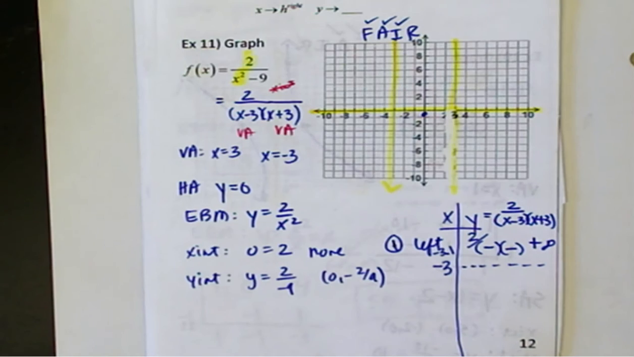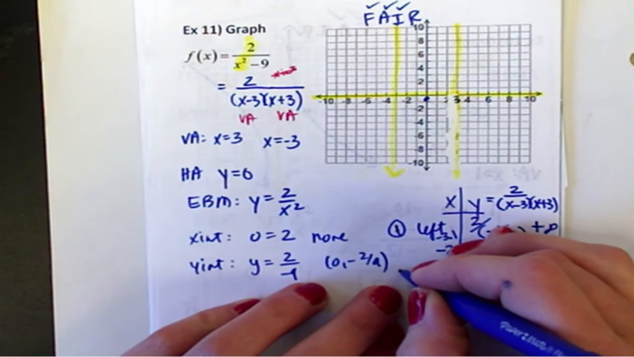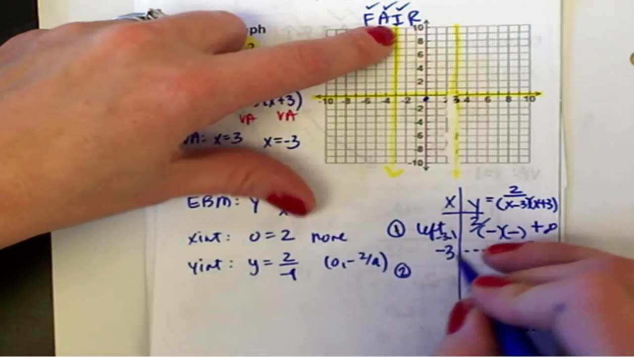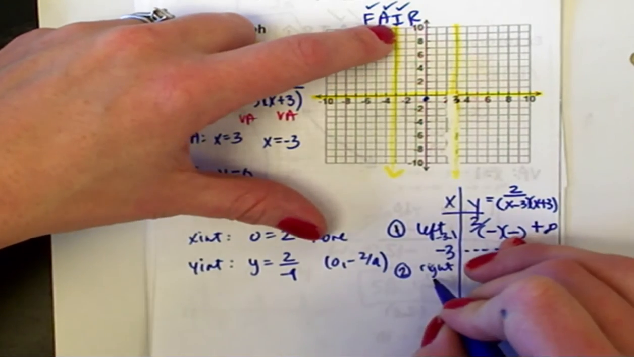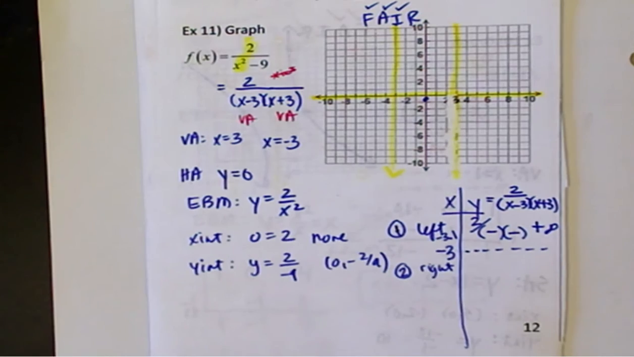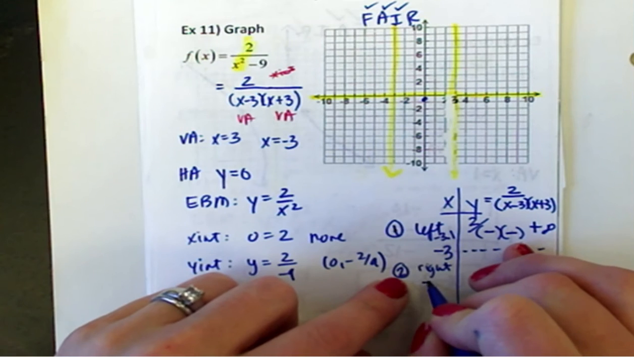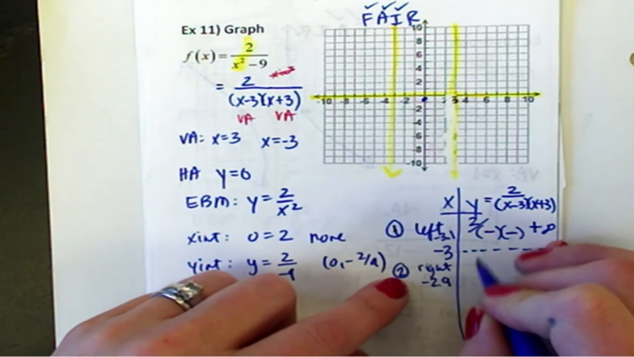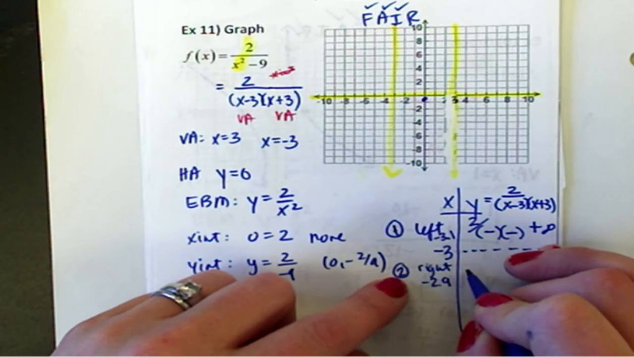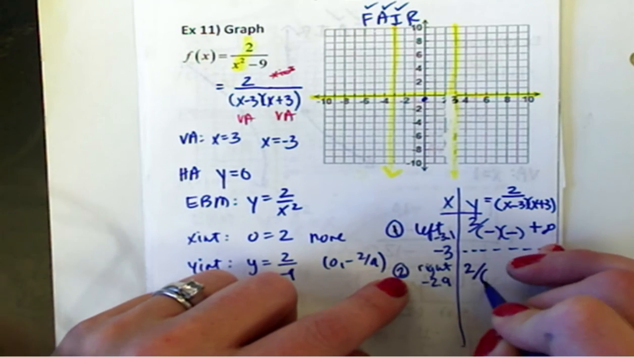Okay, let's do the second region. That's right here. Let's go to the right of this asymptote. So, number line. Pick a number to the right of that asymptote. 2.9. Yeah, I like it. 2.9. Okay, positives and negatives. 2 over.